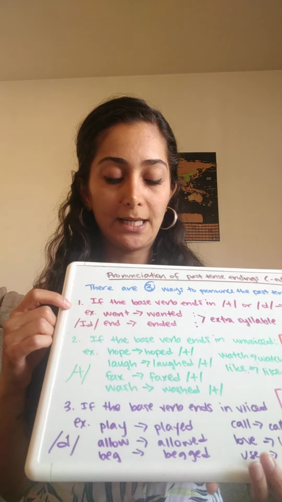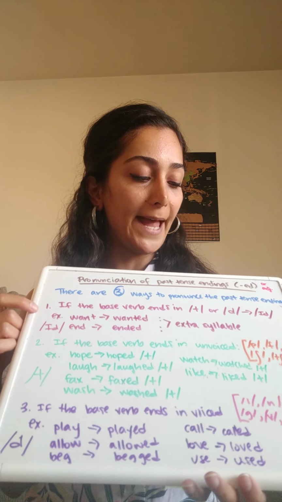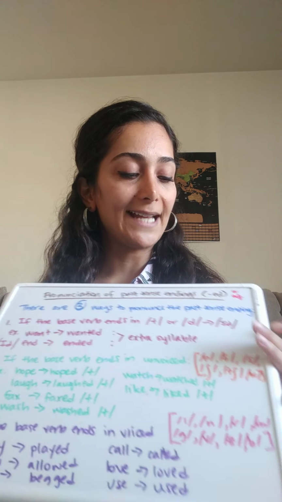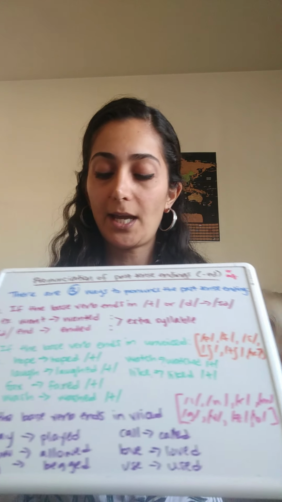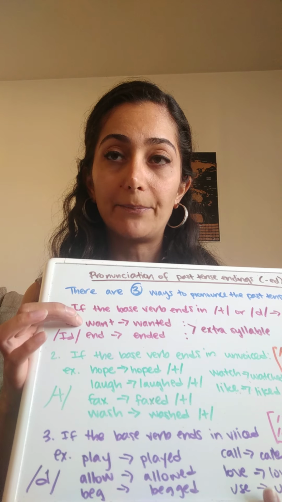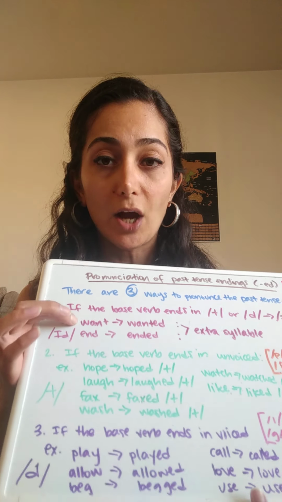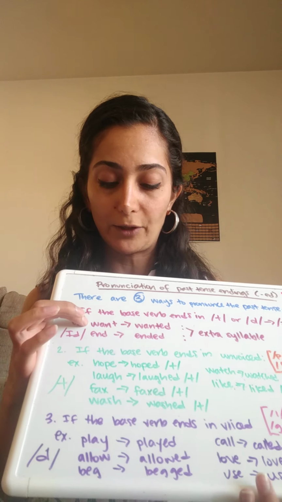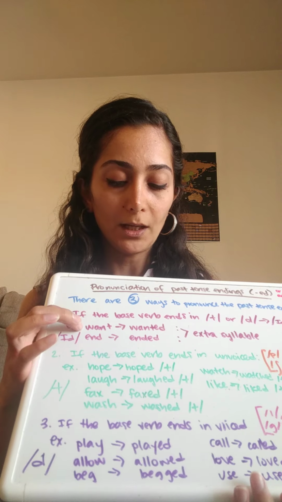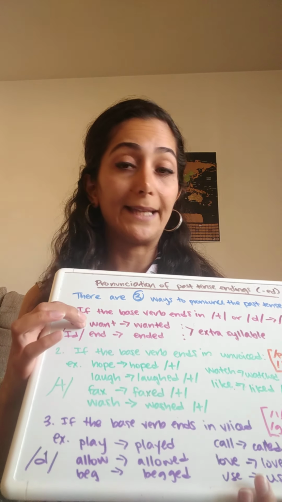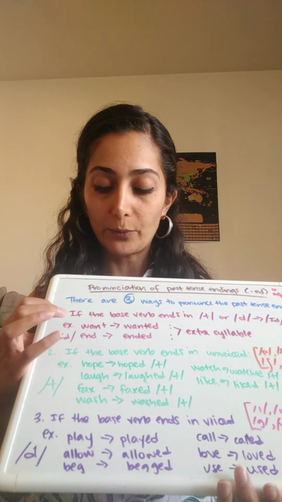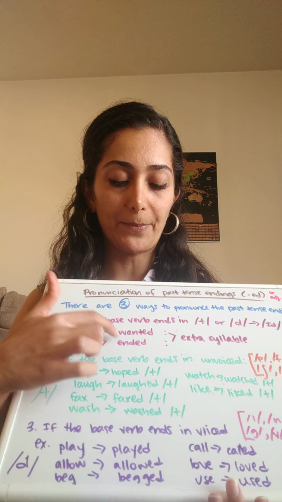For the first one, if the base verb ends in t or d, the past tense ending is going to be id. Okay, so what does the base verb mean? It means the verb without its conjugation, the unconjugated verb. That's what we call the base verb. For example, we have want, right? To want something. This verb ends with a t sound, right? Want. So therefore, we're going to add id when we talk about the past tense.